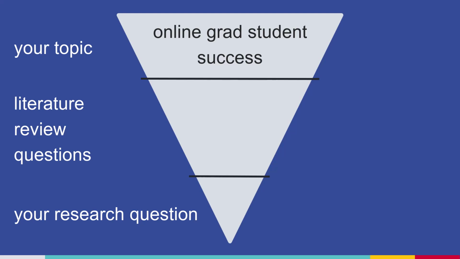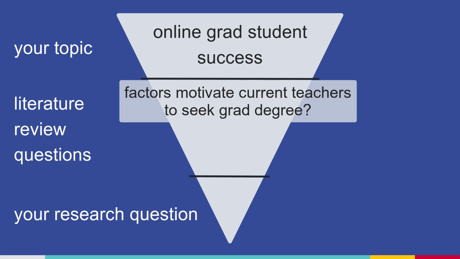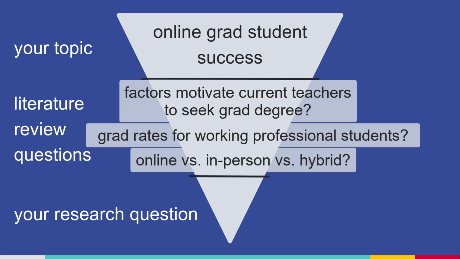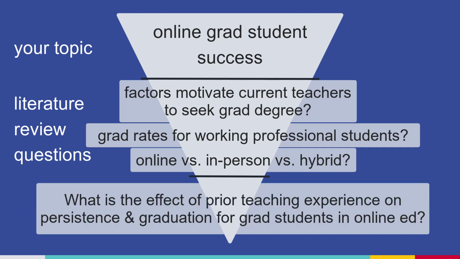For example, for the topic about graduate student success and distance education, you might be looking for answers to questions such as, what factors motivate current teachers to want to seek a graduate degree? What are the graduation rates for students who are also current working teachers? What factors make grad students choose online versus in-person versus hybrid programs? Then your final research question might be something like, what is the effect of prior teaching experience on persistence and graduation for graduate students enrolled in online education programs? That question was made more specific through the process of reviewing the literature and identifying where there's a gap.